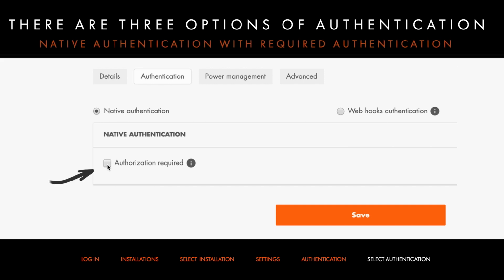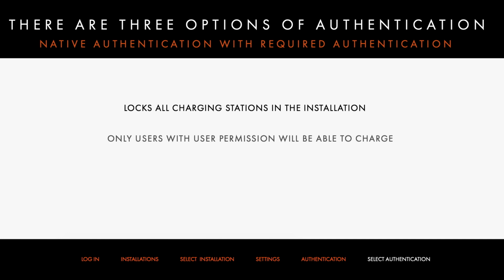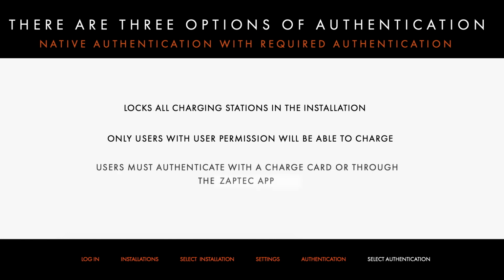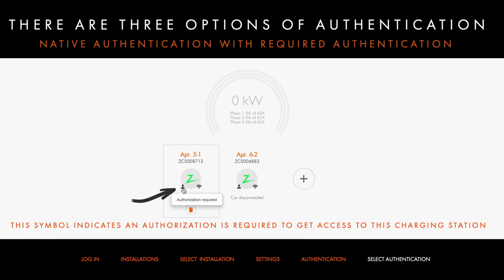When the native authentication is activated, all the charging stations within the installation are locked. Only users with user permission will be able to charge and must authenticate with a charge card or through the Zapcharger app. This symbol indicates the native authentication has been activated.